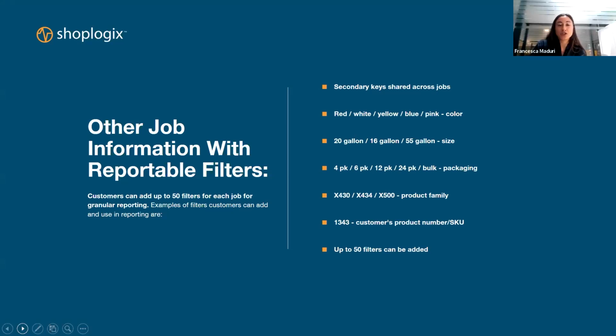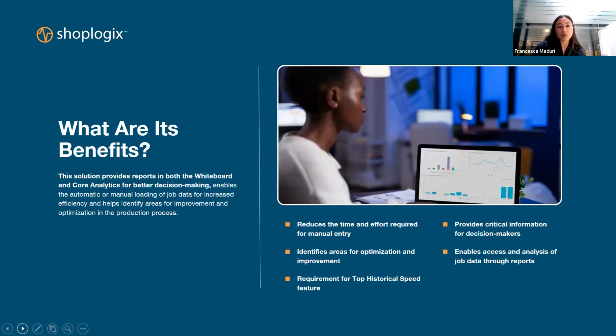Fantastic. So using job filters makes it easier to sort of categorize the different jobs you're running across your assets for that more advanced drill down reporting and analytics. Okay, so the additional job data dimension in summary really helps customers in that decision-making process. How do I optimize or improve the various production processes within my facility?